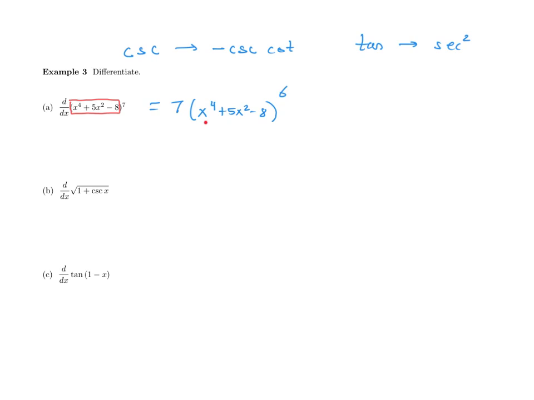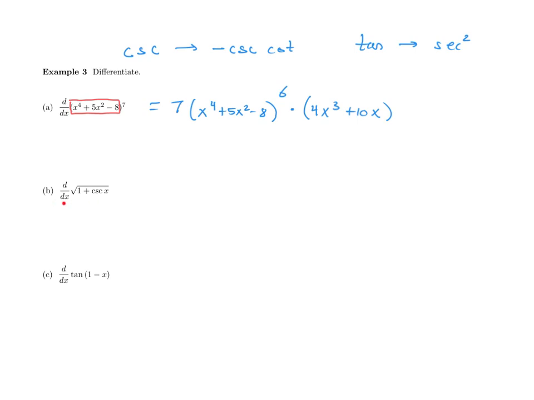However, this was not just x, it was much more complicated. This is where the chain rule says you then have to multiply by the derivative of just this inside function. The derivative of x to the 4th plus 5x squared minus 8 is 4x cubed plus 10x. Here I included parentheses because this entire thing has to be multiplied to this entire thing.